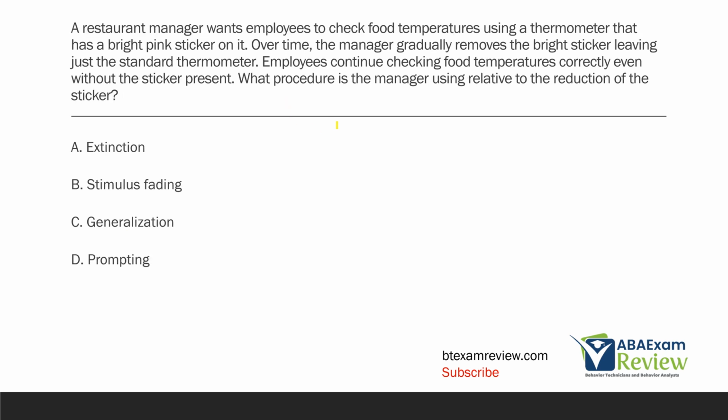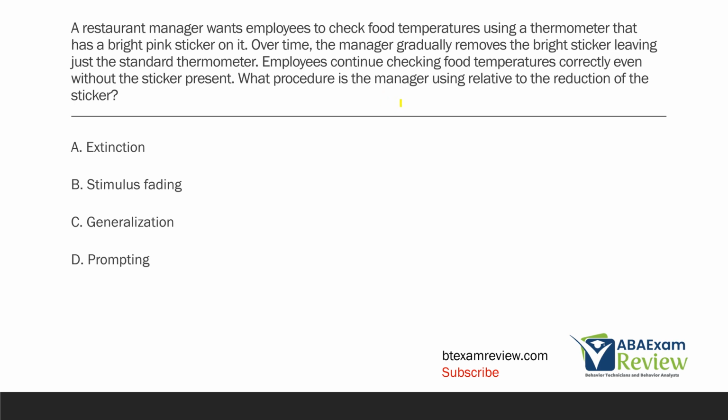A restaurant manager wants employees to check food temperatures using a thermometer that has a bright pink sticker on it. Over time, the manager gradually removes the bright sticker, leaving just the standard thermometer. Employees continue checking food temperatures correctly, even without the sticker present. What procedure is the manager using relative to the reduction of the sticker? Okay, another prompting style question.